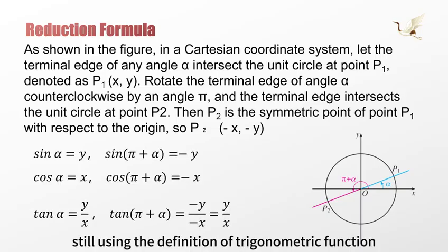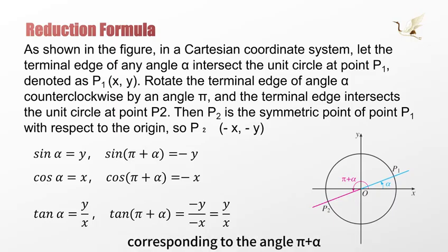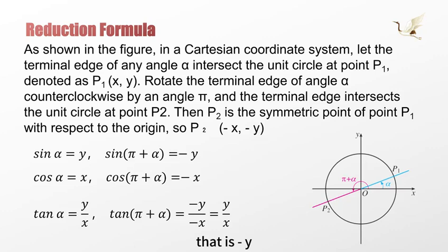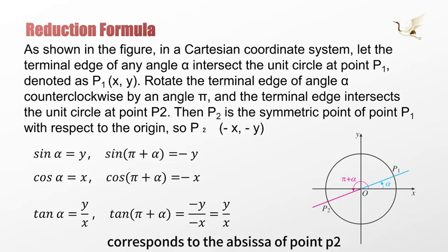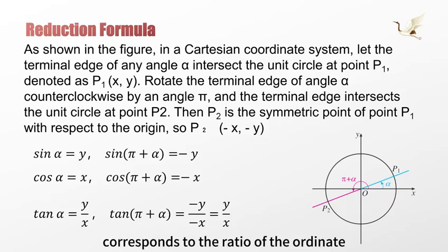Still using the definition of trigonometric function, we can get the three trigonometric function values corresponding to the angle π plus alpha. Sine of π plus alpha corresponds to the ordinate of point P2, that is, negative y. Cosine of π plus alpha corresponds to the abscissa of point P2, that is, negative x. Tangent of π plus alpha corresponds to the ratio of the ordinate and abscissa of point P2, that is, negative y to negative x, that is, y to x.